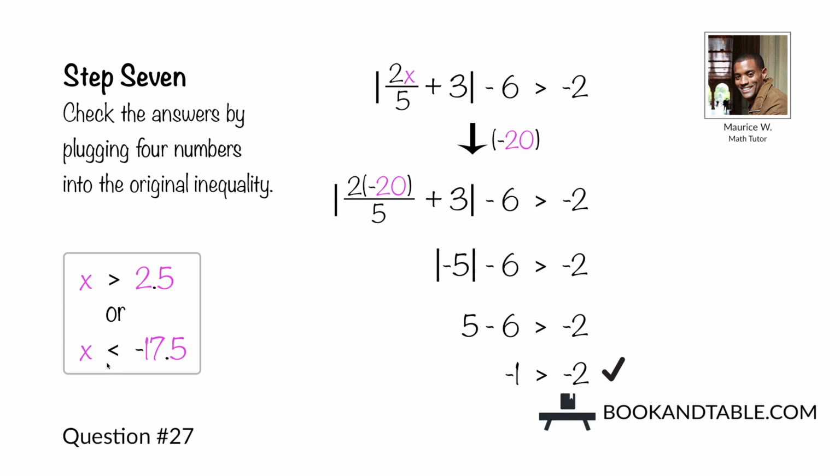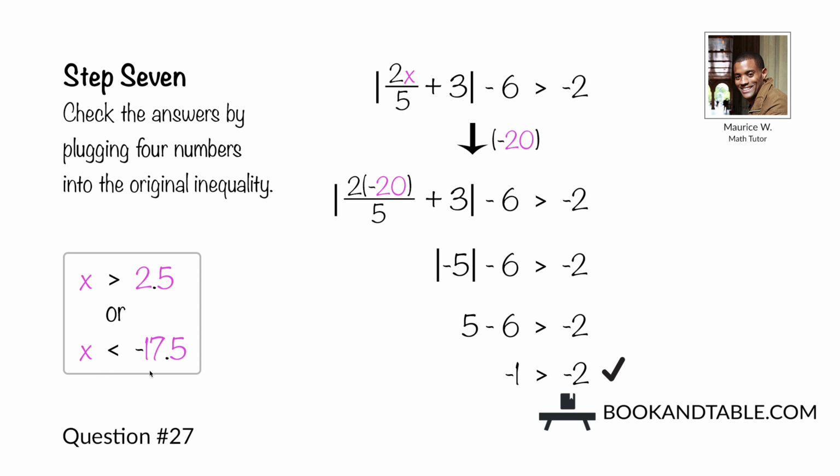To start with our negative most values, a number less than negative 17.5 is negative 20. Since we're dividing by 5, this would just make things easier. 2 times negative 20 is negative 40. Divided by 5 is negative 8. Negative 8 plus 3 is negative 5. The absolute value of negative 5 is 5. 5 minus 6 is negative 1, leaving us with the true statement, negative 1 is greater than negative 2.